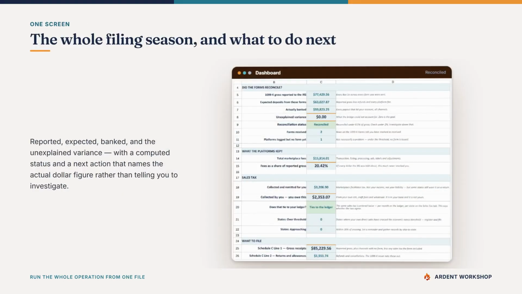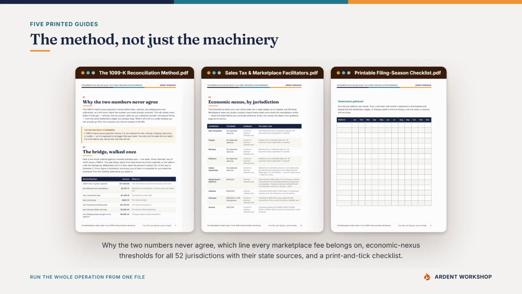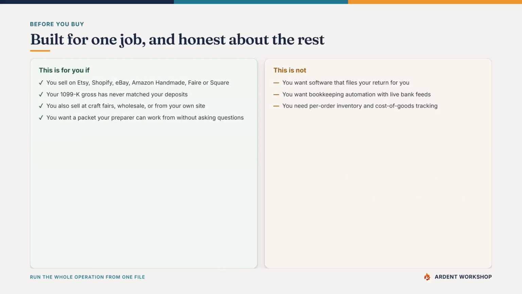The dashboard puts the whole filing season on one screen. What's reconciled, what's outstanding, and what to do next. 5 printed guides walk you through the reconciliation, state-by-state sales tax, and how to read your own 1099-K. It's built for sellers on Etsy, Shopify, eBay, Amazon Handmade, Fair, and Square. Anywhere a marketplace issues you a 1099-K.